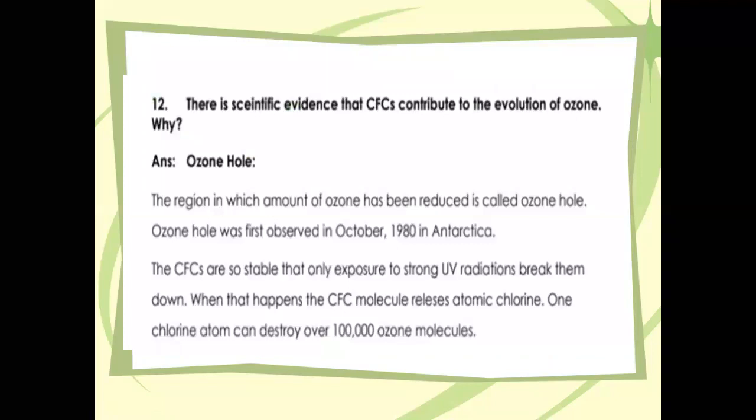Question number 12, there is scientific evidence that chlorofluorocarbons contribute to the depletion of ozone. What is the ozone hole? The region in which the amount of ozone has been reduced is called the ozone hole. The ozone hole was first observed in October 1980 in Antarctica. The chlorofluorocarbons I told you about are so stable that they break down only on exposure to strong ultraviolet radiation, and when that happens, the chlorofluorocarbon molecule releases atomic chlorine. One chlorine atom can destroy over 100,000 ozone molecules.